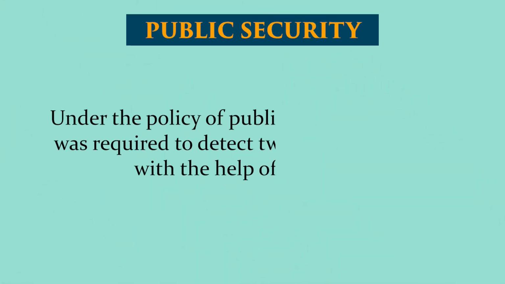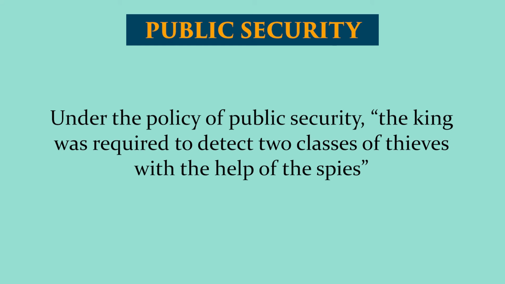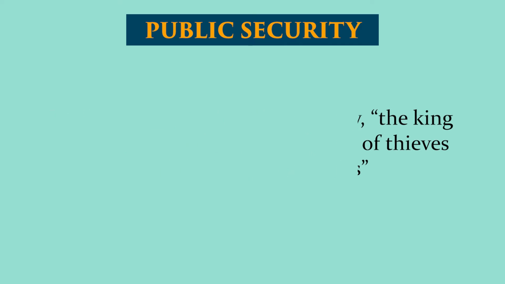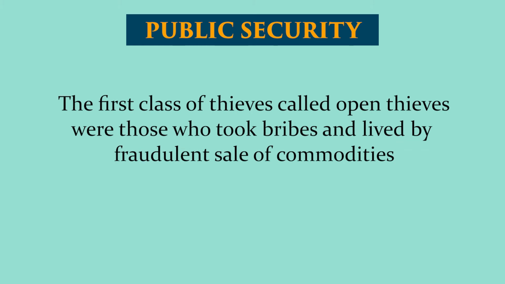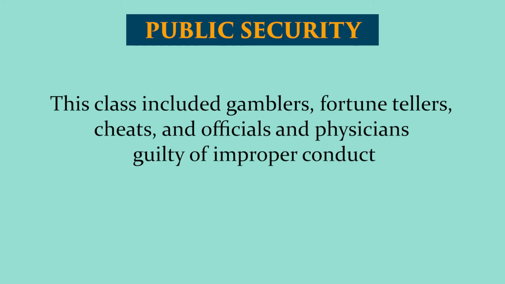The next important aspect of administration was public security. Under the policy of public security, Manu provided that the king was required to detect two classes of thieves with the help of spies. The first class of thieves are called open thieves. They were those who accepted bribes and lived by fraudulent means. This class included the gamblers, fortune tellers, people who cheated others, officials, physicians, and those of guilty or improper conduct.